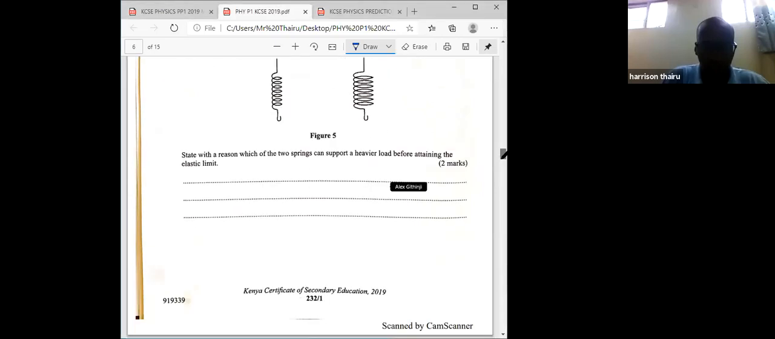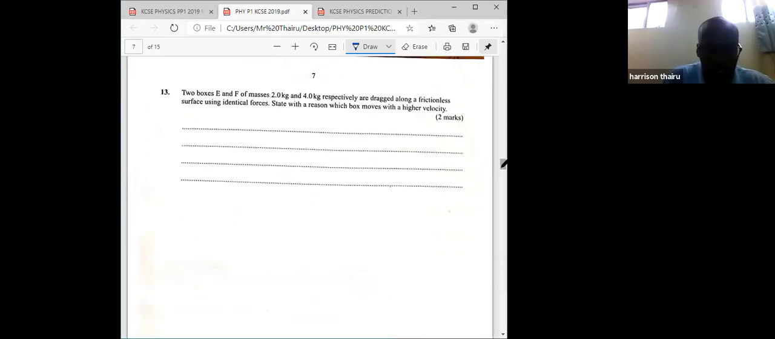Two boxes E and F of masses 2 kg and 4.0 kg respectively are dragged along a frictionless surface using identical forces. State the reason which box moves with a higher velocity. Which one do you think is going to move with a higher velocity? We have E of 2 kg and F of 4 kg.